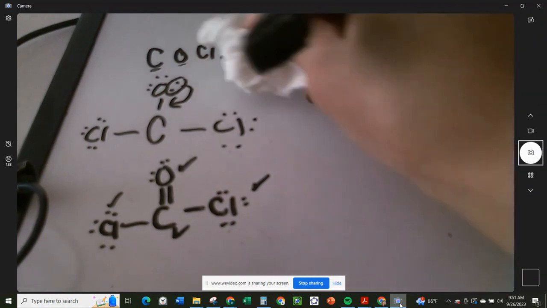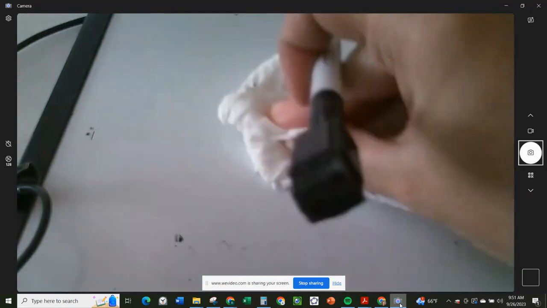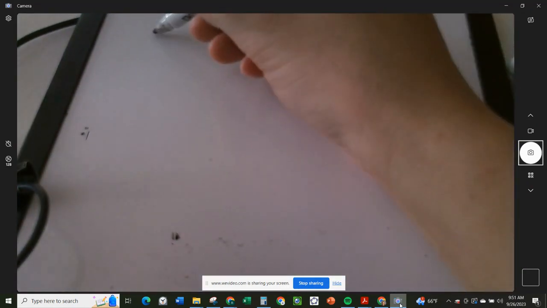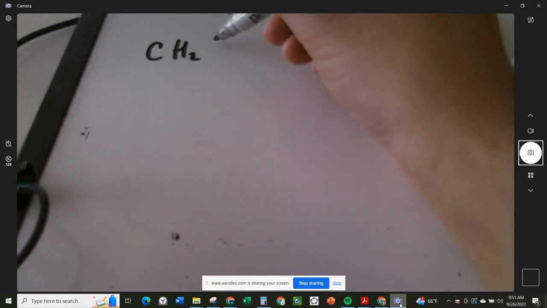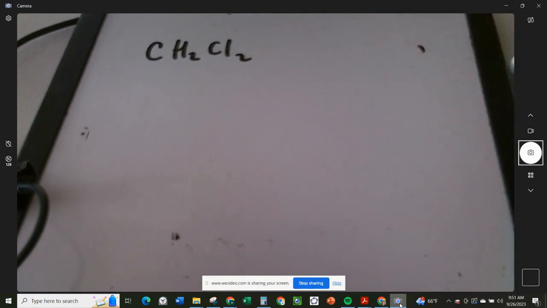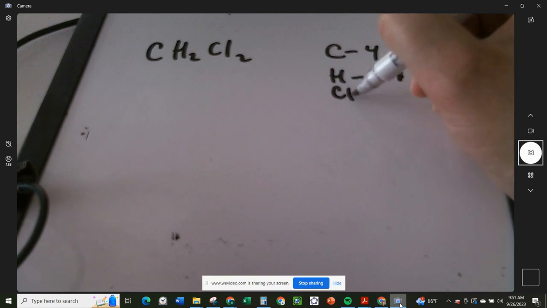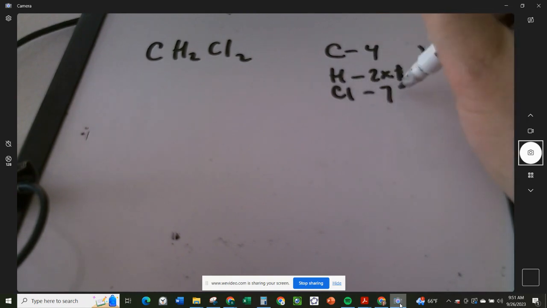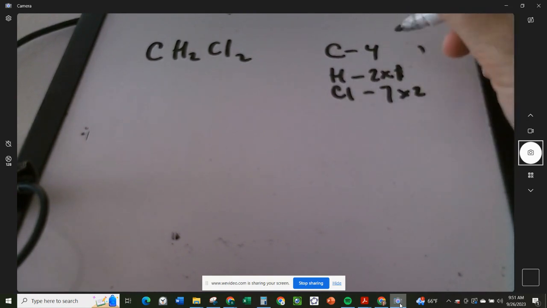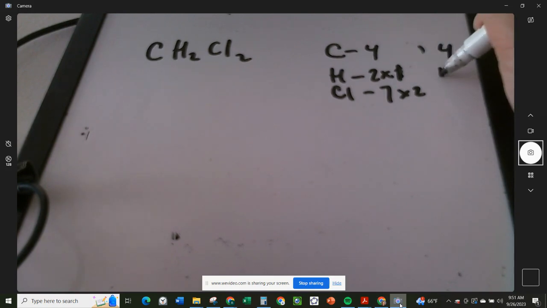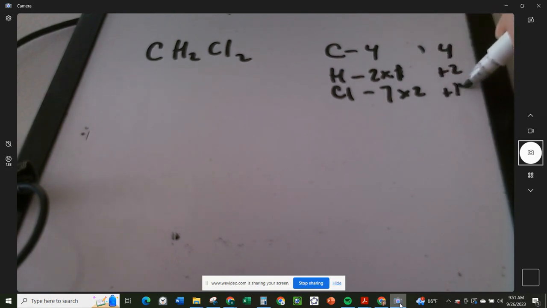Okay, and then the last one on here is CH2Cl2. So carbon has 4, hydrogen has 1 each, but there's 2 of them. Chlorine has 7 each, and there's 2 of them. So let's see, we've got 4 plus 2 plus 14. That's 20. Does that seem right?